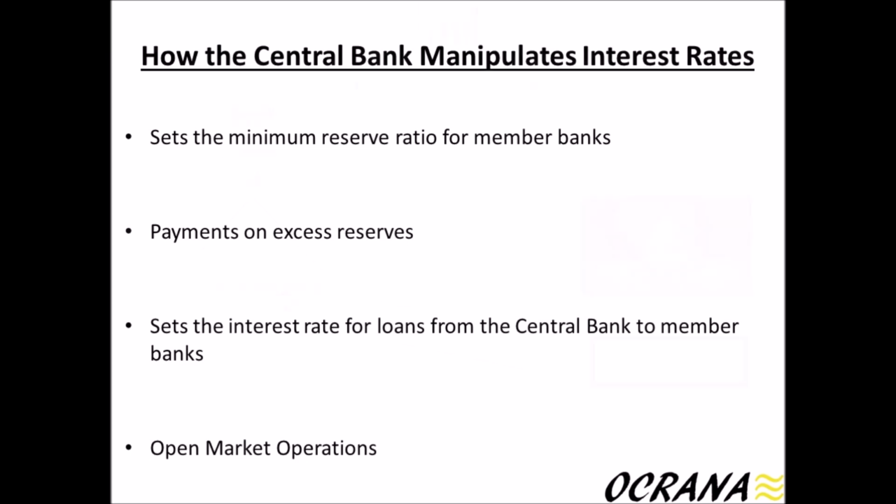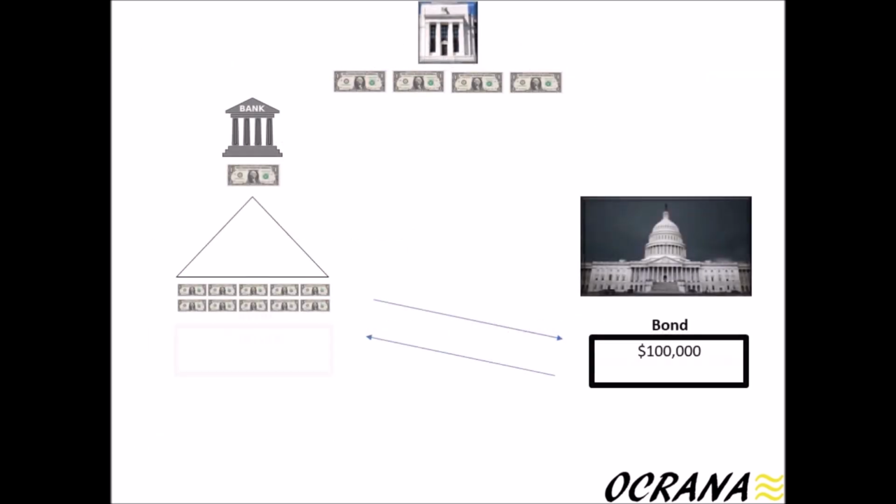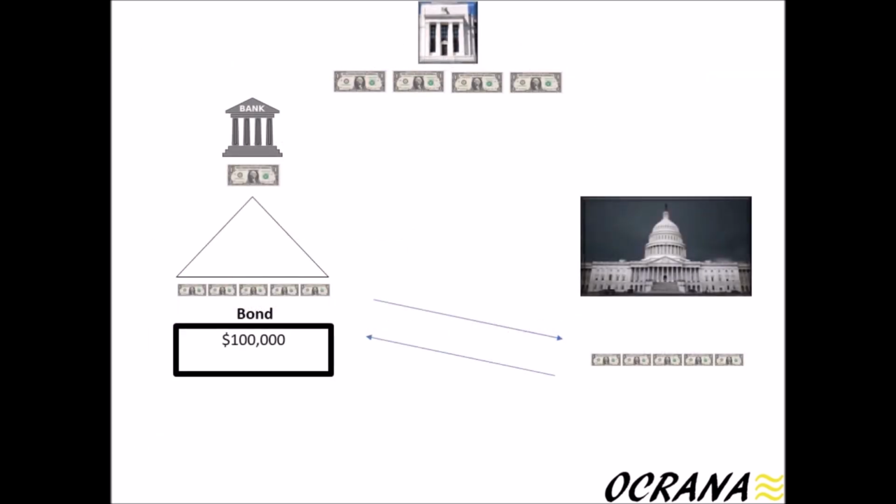To understand open market operations, we'll start with the government, which sells the bond to the private bank. The government then takes the newly borrowed money and spends it. And just for the sake of argument, the government bond that was issued is yielding 20%, so the bearer of it gets paid $20,000 a year in interest.